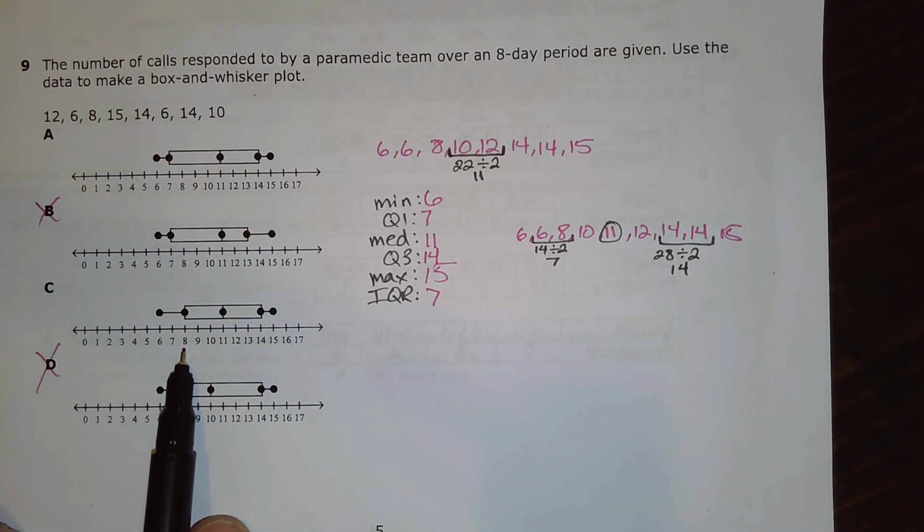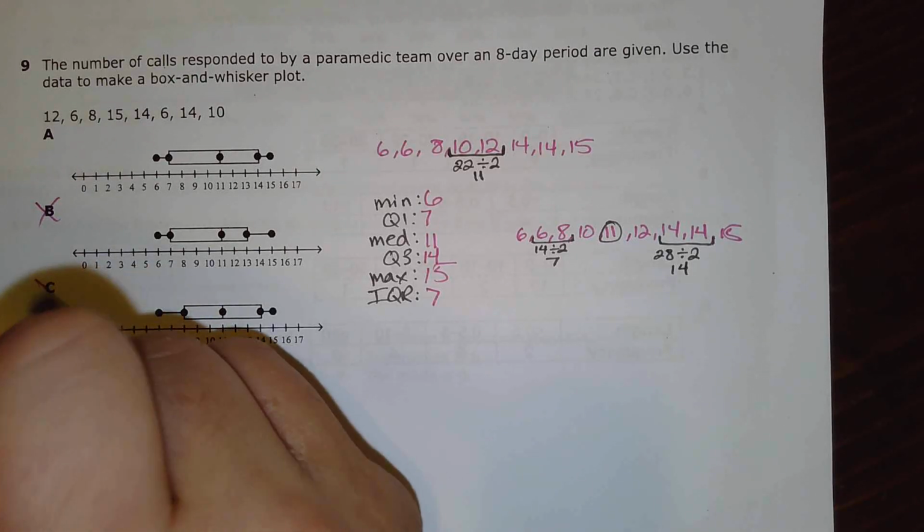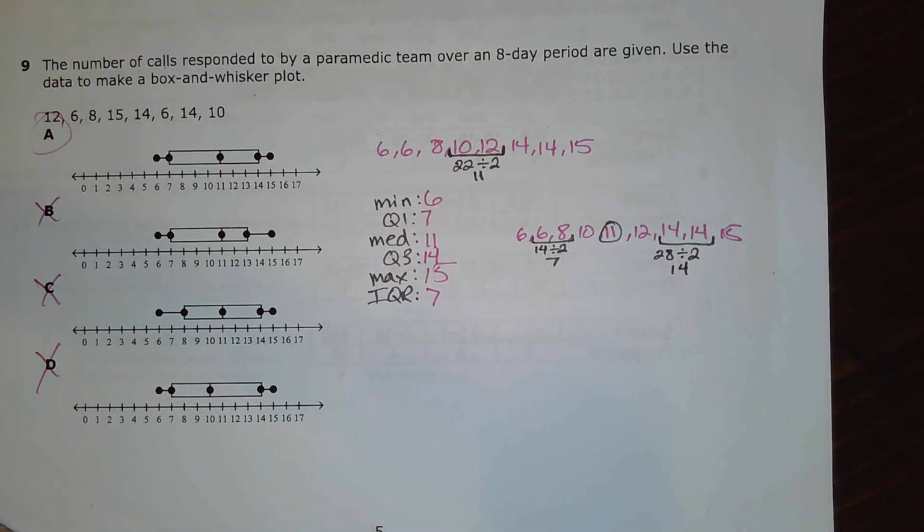Here, they're saying quartile 1 is 8. That is not true. So C is wrong. Our only answer choice here is A, and that is why. All right, let's keep going.